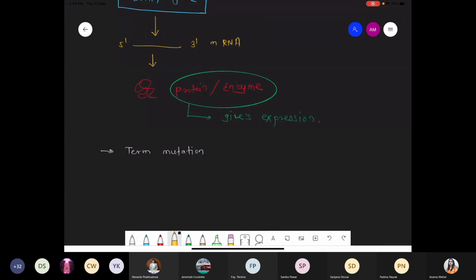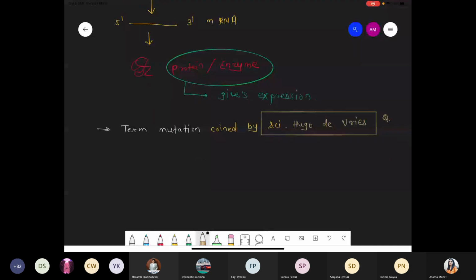So it's discontinuous. So write down, the term mutation was coined by a scientist. One example, Hugo de Vries. Question: Hugo de Vries, name of the scientist who coined the term mutation. Okay?